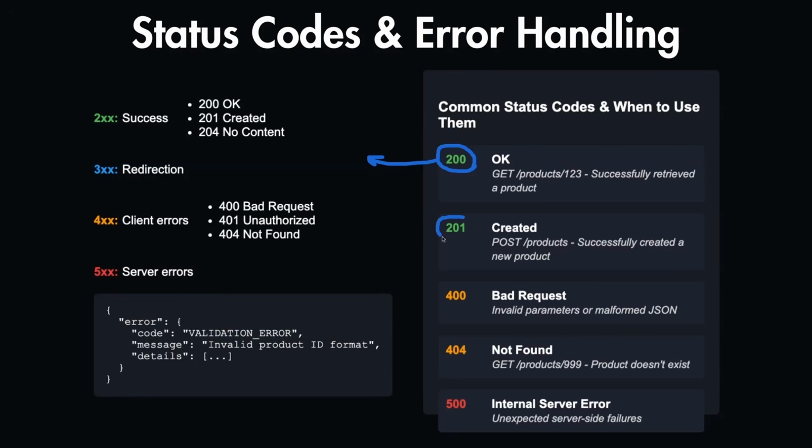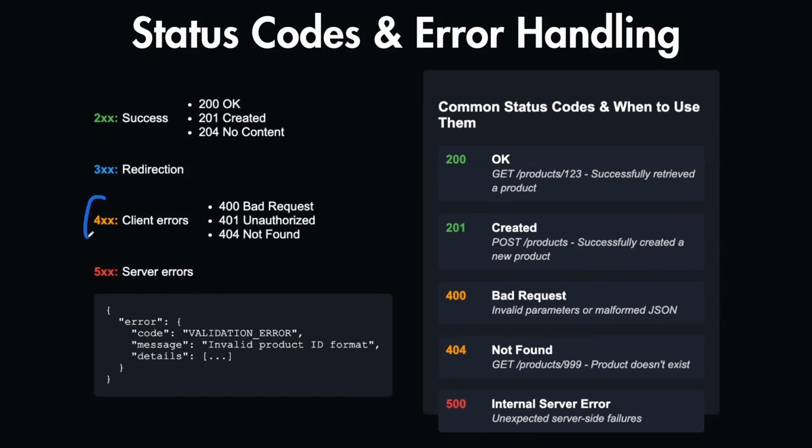But in 201 case, it means that the resource has been created. And in this case, since you're creating a new product, you should obviously respond with the 201 status code, meaning resource has been created. We also have 300 series, which are for redirection. Let's say you make a request to a URL and now this URL has been moved to somewhere else. So it will respond with a 300 series and it will redirect you to the new URL.